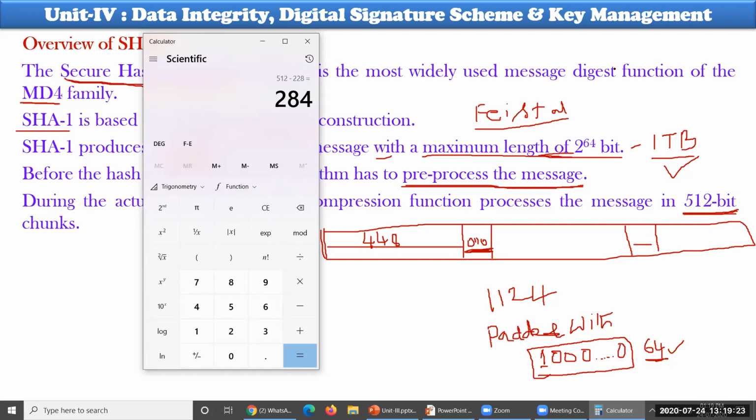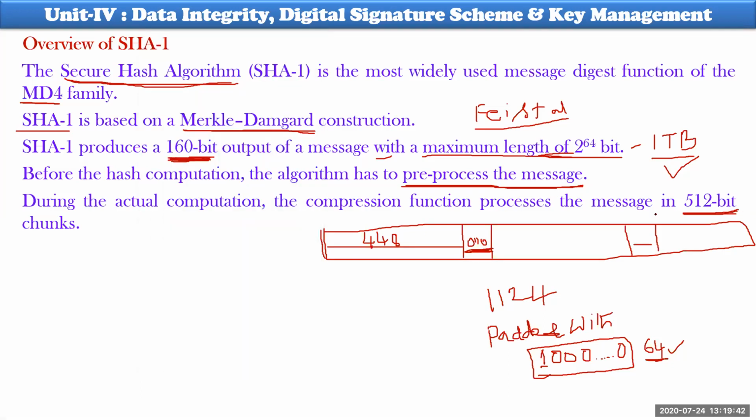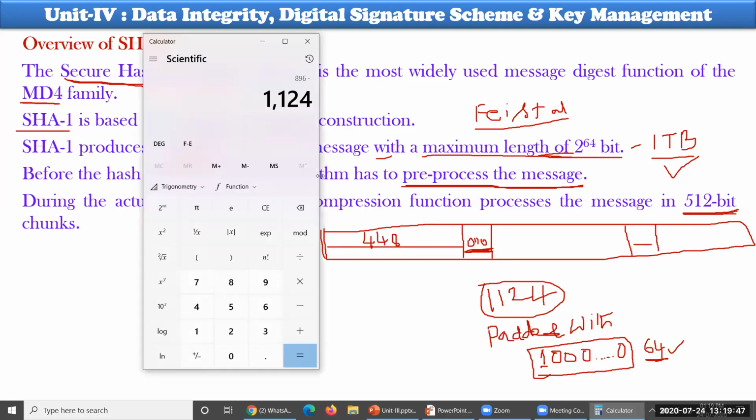So at the last and final block, we have 284 bits left over here, because 448 plus 448, two blocks have been prepared. Minus 1124, as I said, the number of bits available within the message will be 1124. So minus 1124, 228 bits are left over here. So these 228 bits will be appended like this.